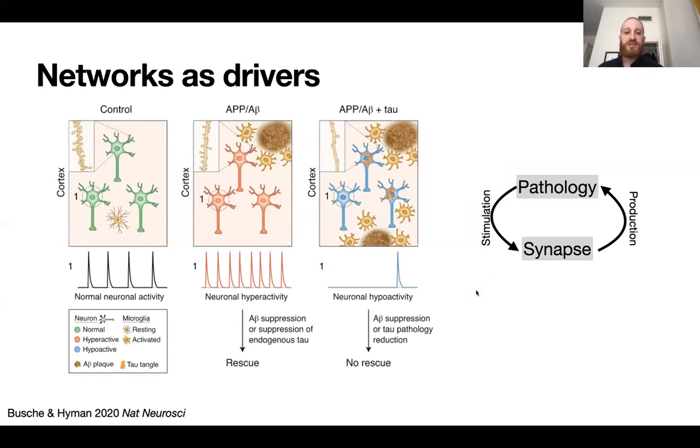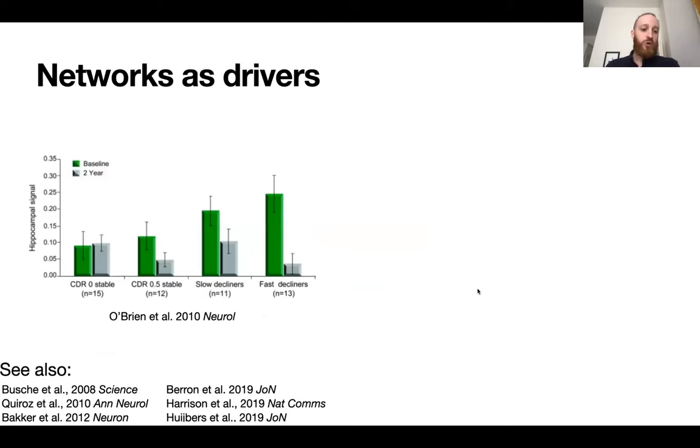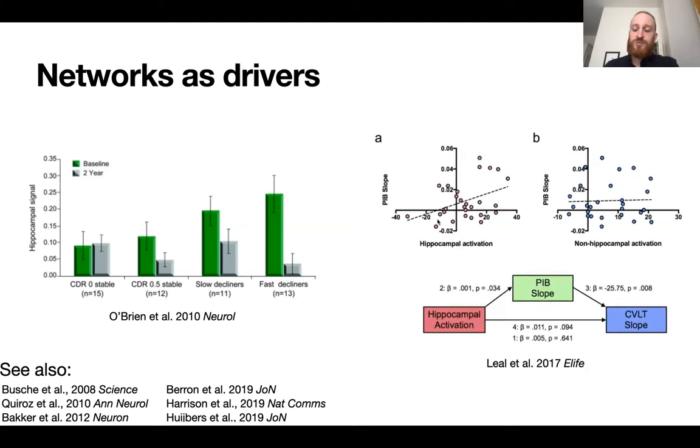There's some evidence for this even in humans from neuroimaging studies. This is a pretty old one, but it's a good one. Individuals were measured at baseline and then 2 years later, and people who were MCI and converted to Alzheimer's disease showed an increased hippocampal signal at baseline during a task. It's a very small sample, but this has been replicated maybe five or six or seven times by different labs. There's a nice paper from the Jagust lab from a couple of years back showing that the degree of hippocampal activation during a task at baseline is directly correlated with the amount of amyloid accumulation in the same people. They went on to show that the amyloid accumulation mediates the relationship between hippocampal activation at baseline and decline in cognition.